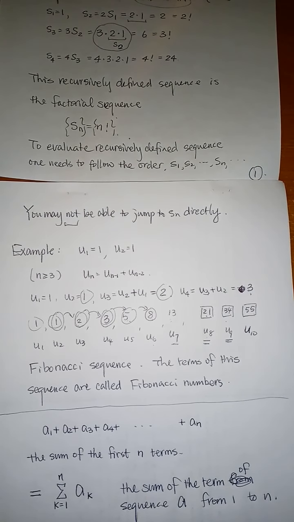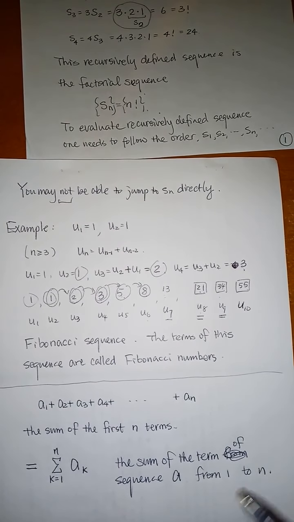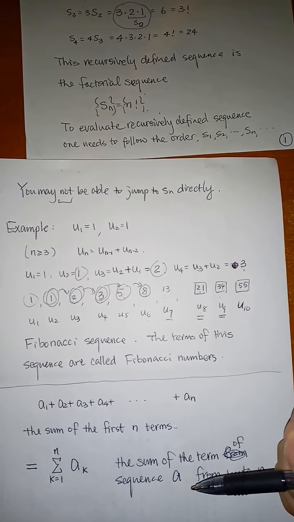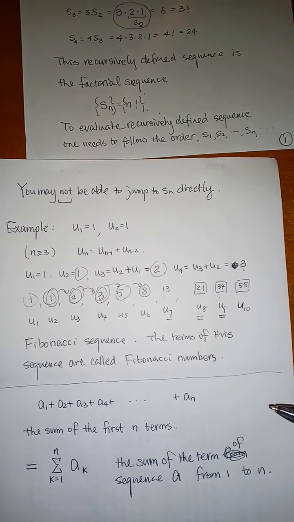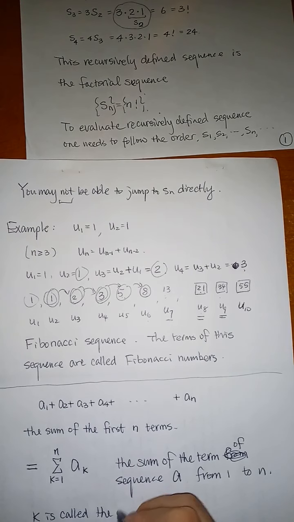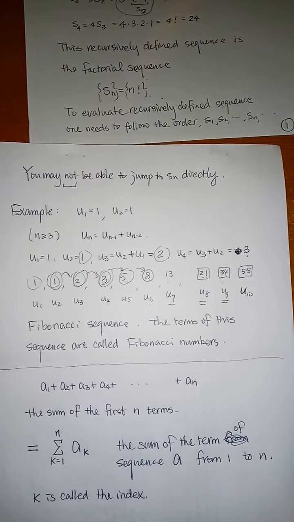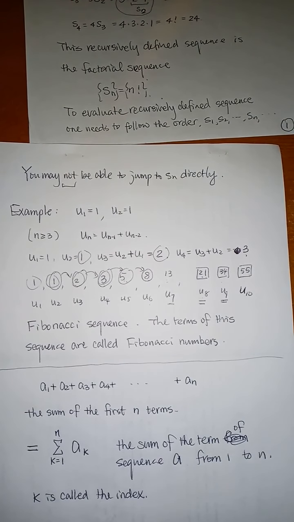K is not a single number. K will change one by one every time you repeat, every time you add 1. So k is 1. Next time you add 1, you get k equal to 2, and k equals 3, up to k equal to n. And this k is called the index. It's just a name, an index. That's the sigma notation, or the sum notation.